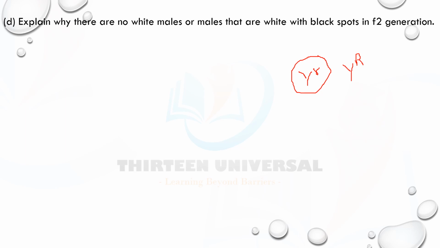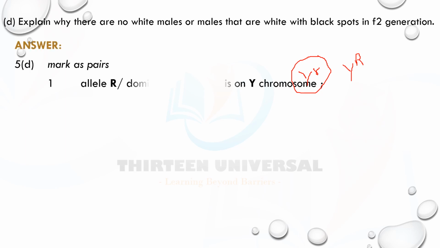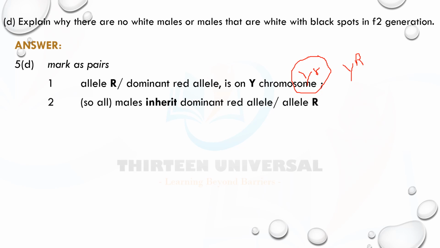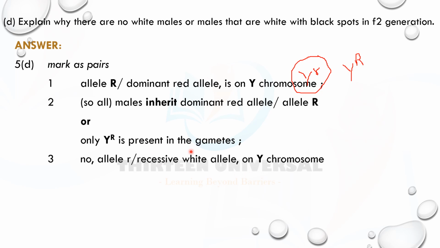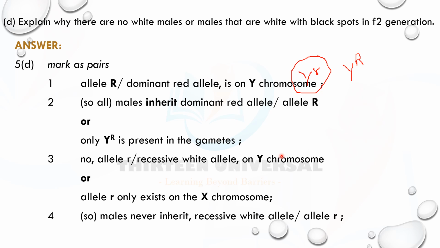So that's it there. Allele R dominant is on the Y chromosome, so all males inherited dominant red. That was the one present, so they all inherited this. So they do not inherit, or I can say that this is present in the gamete, no recessive alleles. The recessive alleles only exist on the X chromosome, and even the X chromosomes have only the recessive form. So males never inherit the recessive white allele.